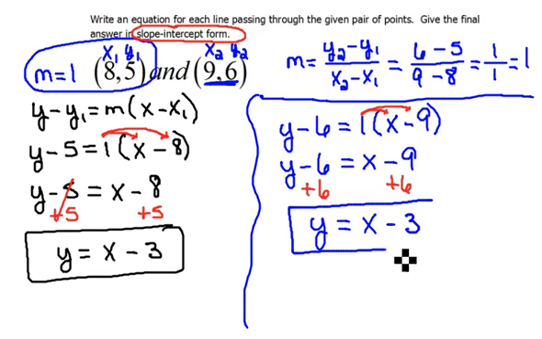You see, we ended up with the exact same equation no matter which point we used. We didn't have to do both of them, and you won't be doing both of them on your problems. You'll just be doing one. But I wanted to show you that it didn't matter. You just choose one of the points and the slope and then write the equation from that.